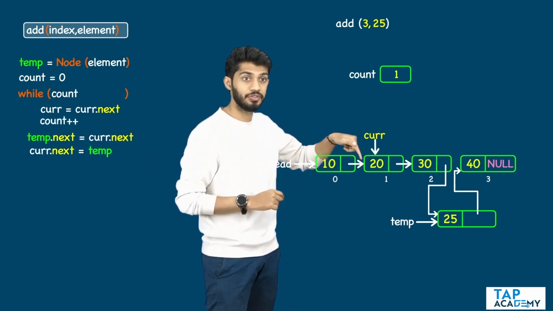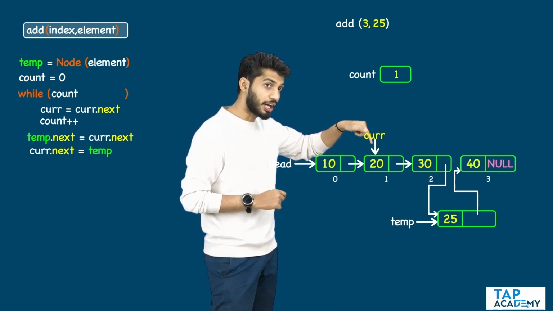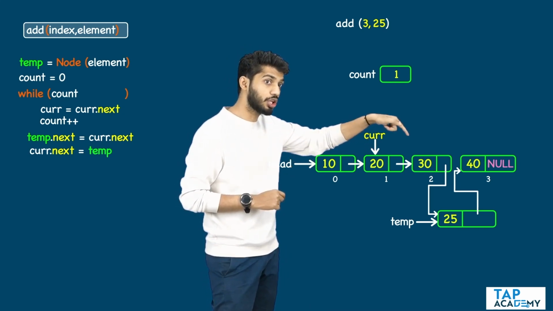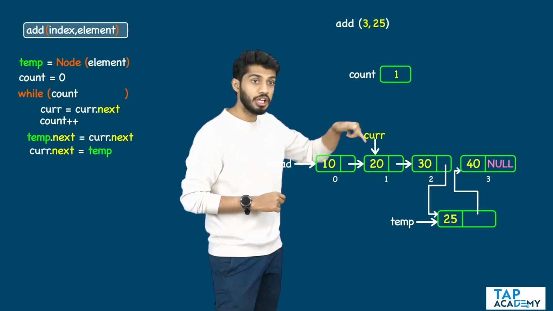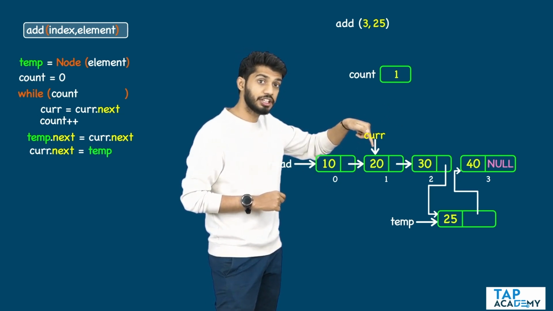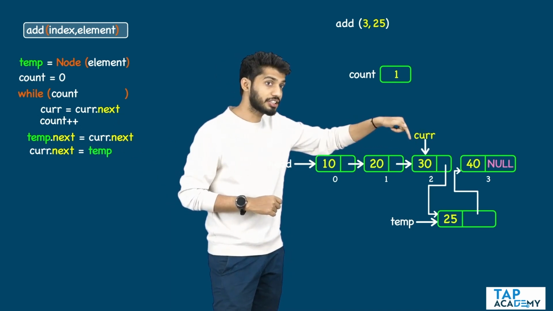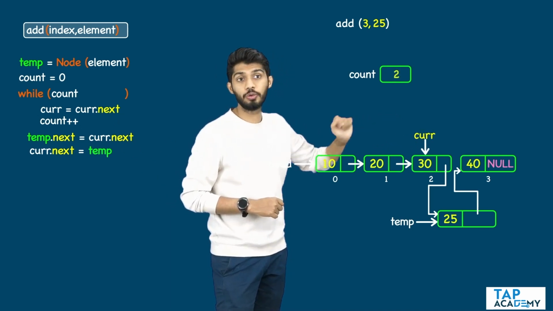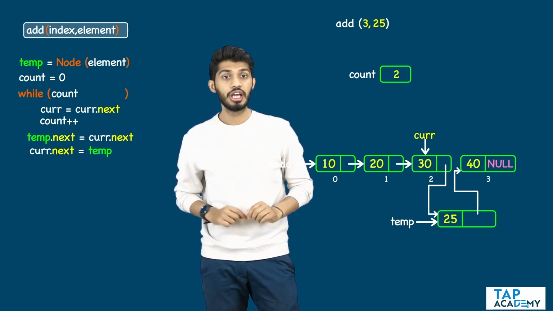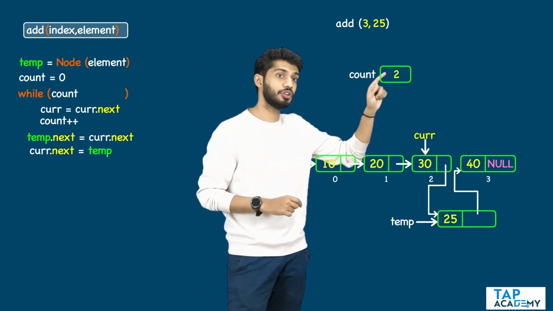Once I am done with this, next, current is pointing over here. Again, I need to move to here because this is where I want the current to be. So I will say current is equal to current.next. Again I am repeating this operation, so current goes to here. After that, I will say count++, so the count value increases. Now, what is the count value? The count value is 2.